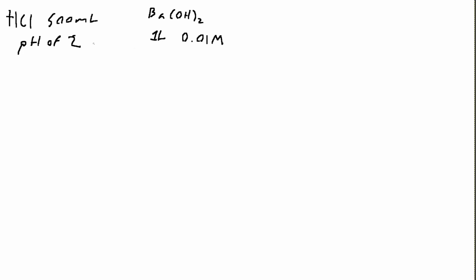Okay, so the first thing to do in a problem like this is to figure out how much H+ we really want in the end. So we want a pH of 5 at the end. Okay, so what does a pH of 5 mean? Well, remember that pH is the negative log of the concentration of H+.